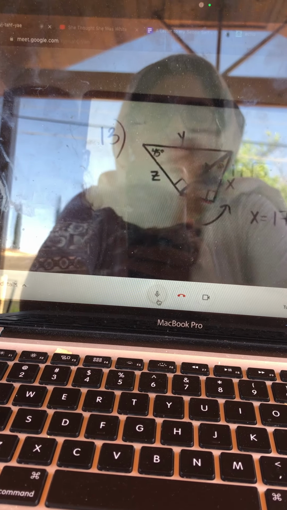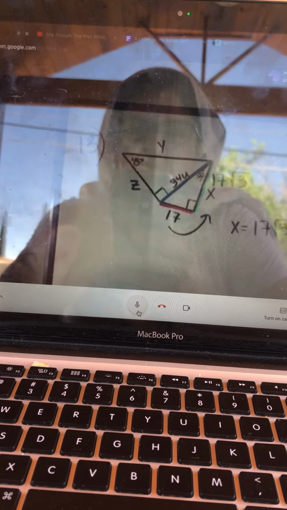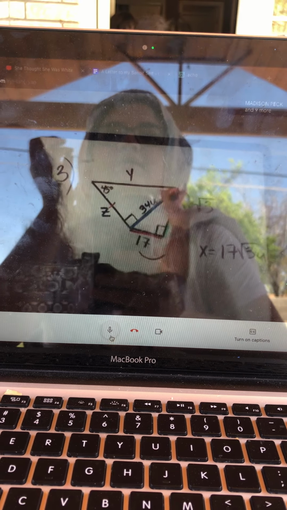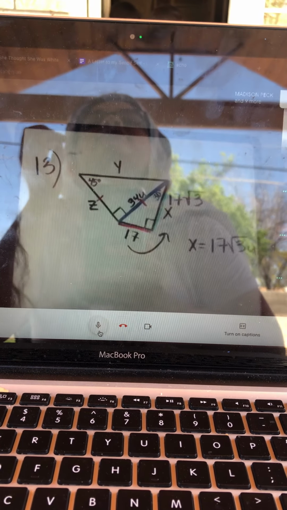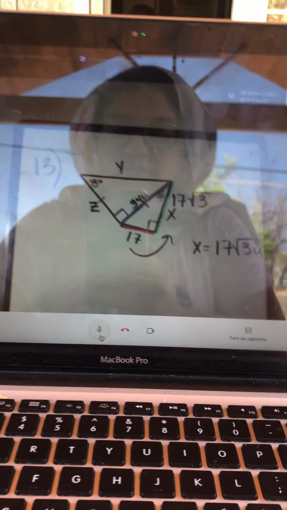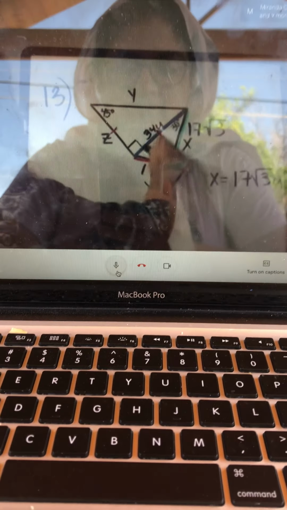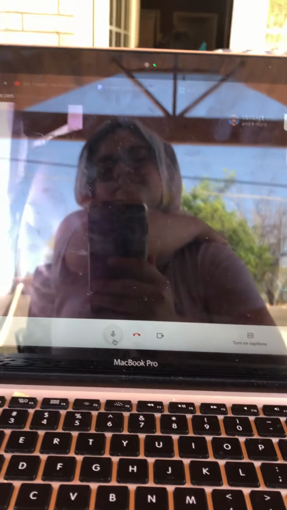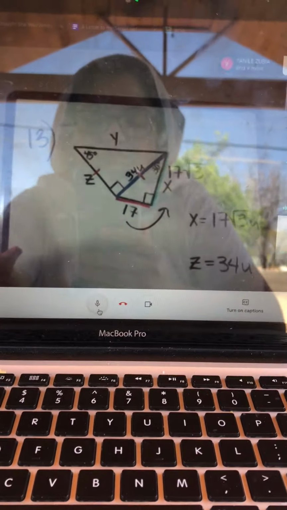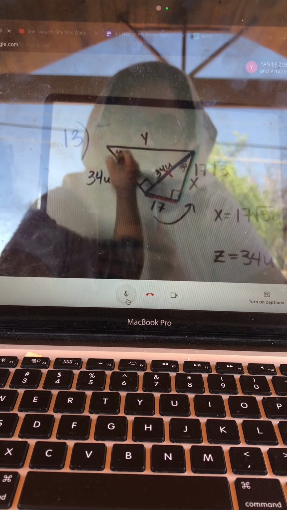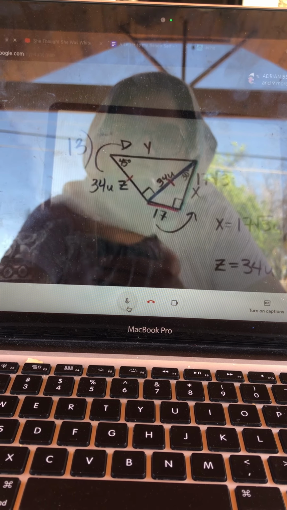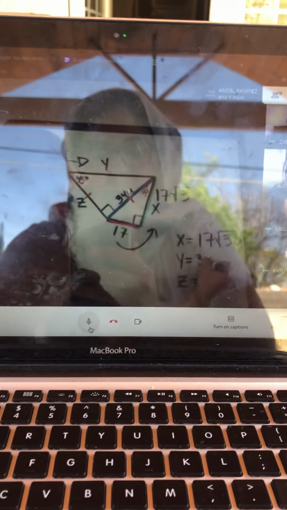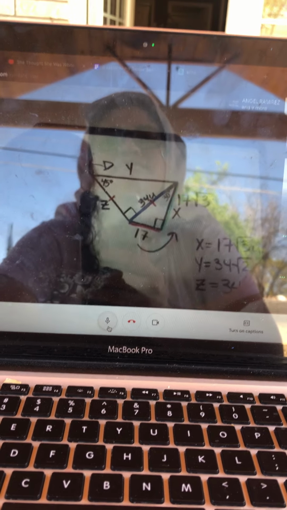Now do I have some information for this 45, 45, 90? Yes. And we know that the legs are congruent. So if this leg is 34 units, what is B? 34 units. Okay. And then what do I do to the leg to figure out the hypotenuse? You multiply it by the square root of 2. So it's 34 square root of 2. There we go.